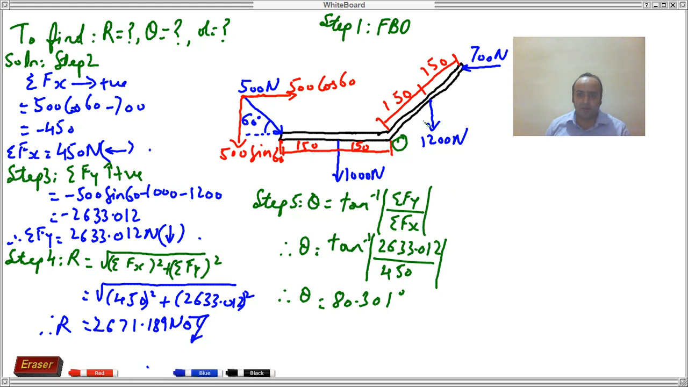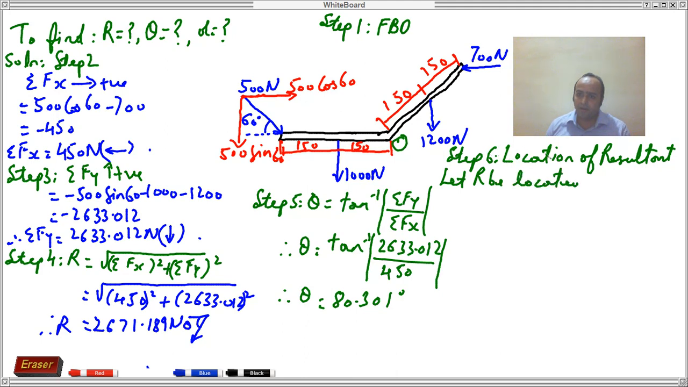Step number 6, location of resultant. We are supposed to assume that the resultant may be located to the right of O or to the left of O. Let us just start with an assumption that the resultant is located to the right hand side of O. Let R be located at perpendicular distance small d to the right of O.